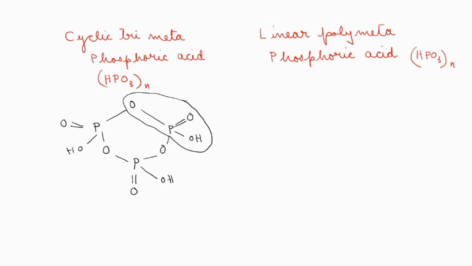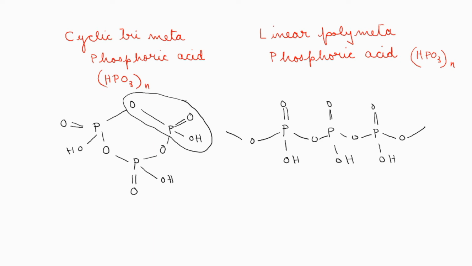Now, linear polymetaphosphoric acid. While drawing this structure also, you can draw phosphorus atoms linearly. We know that double bond O will be attached to each phosphorus. You can join each phosphorus atom by means of an oxygen. Here also, each phosphorus atom will be joined by means of an oxygen atom. To that OH also will be attached. Correct, no? So this will be a repetition of HPO3 units. So that is the reason we are writing the formula like this. So we have learned all the oxoacids of phosphorus.